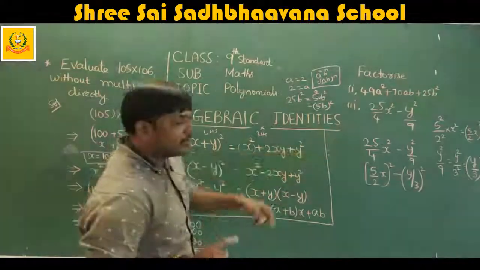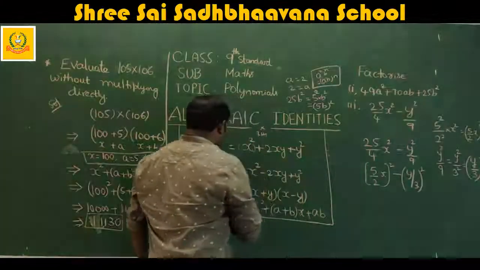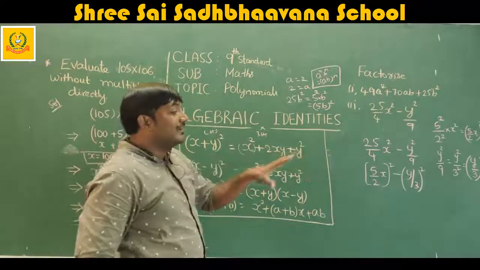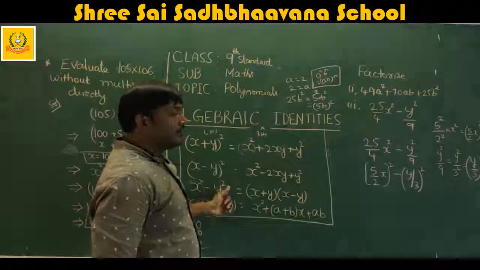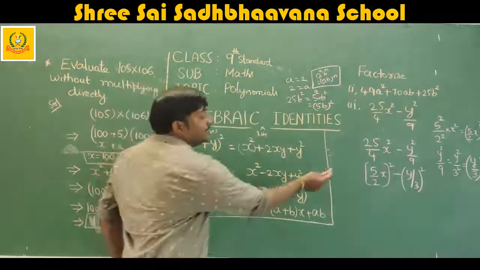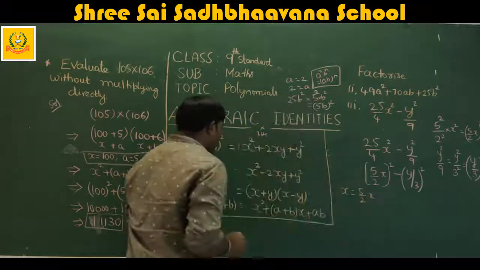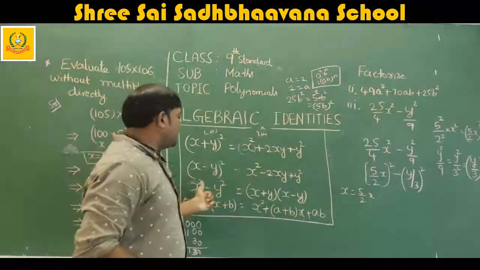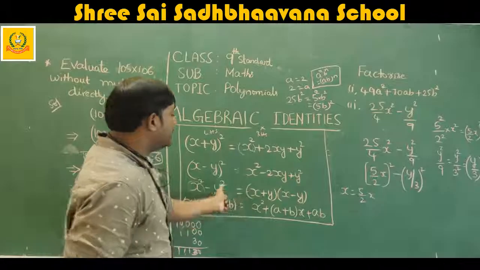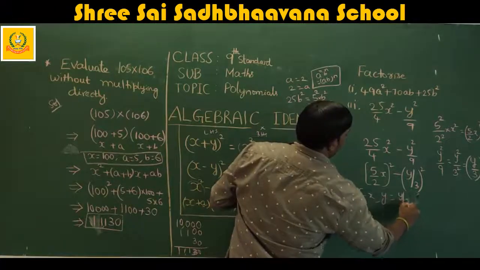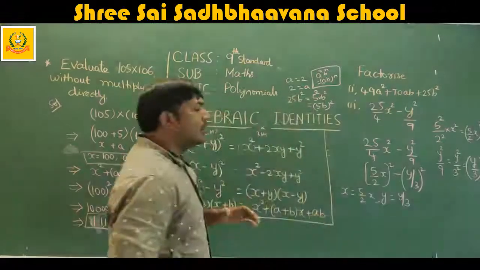Got it? So now you just find which is x and which is y. Square is there, here also square is there, here also we have square, there also square, which is matching with x and y. In the place of x, we have 5 by 2x. If you compare this exactly with that, in the place of x, we have 5 by 2x. In the place of y, we have y by 3.